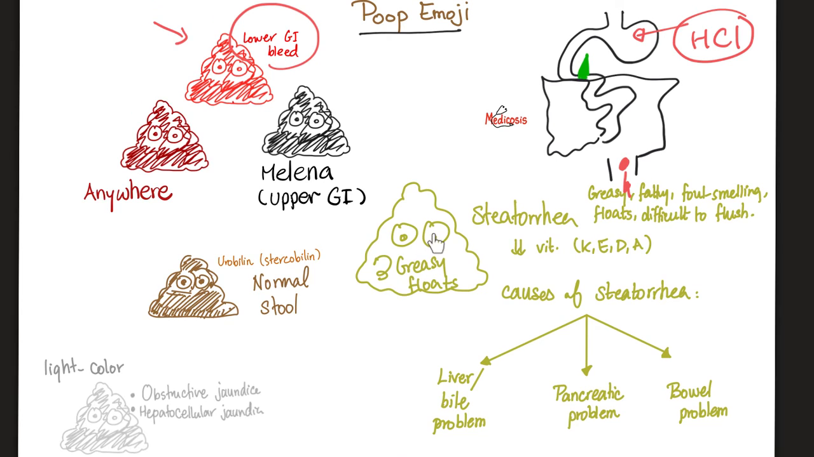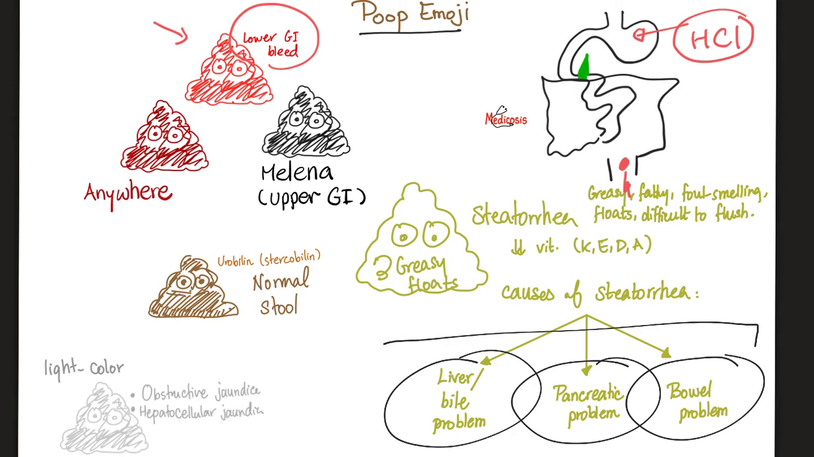This is steatorrhea. That's lots of fat in the stool. It could be caused by a problem in the liver or bile, a problem in the pancreas, or a problem in the small intestine. Because whether I have a problem in the liver, bile, pancreas, or small bowel, the end result is inability to absorb the fat. So I get what? Malabsorption syndrome and steatorrhea.